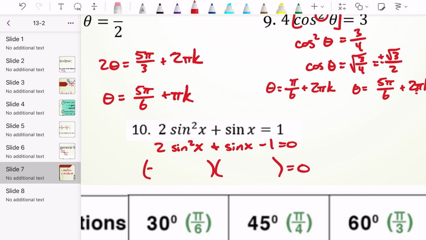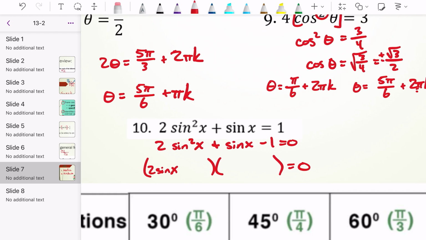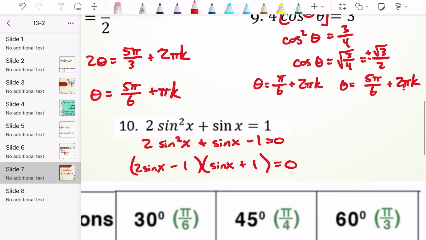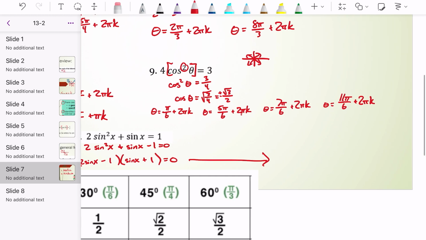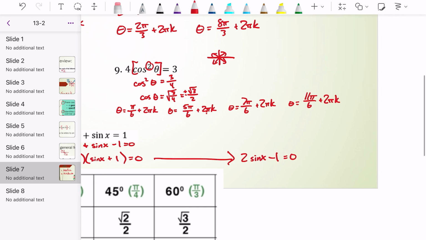In this case, this is going to be 2 sine x, and we're going to have a plus 1 and minus 1, and sine x plus 1. The same way that we would factor, we're going to set each one of these equal to 0. So 2 sine x minus 1 is equal to 0, and sine x plus 1 is equal to 0.